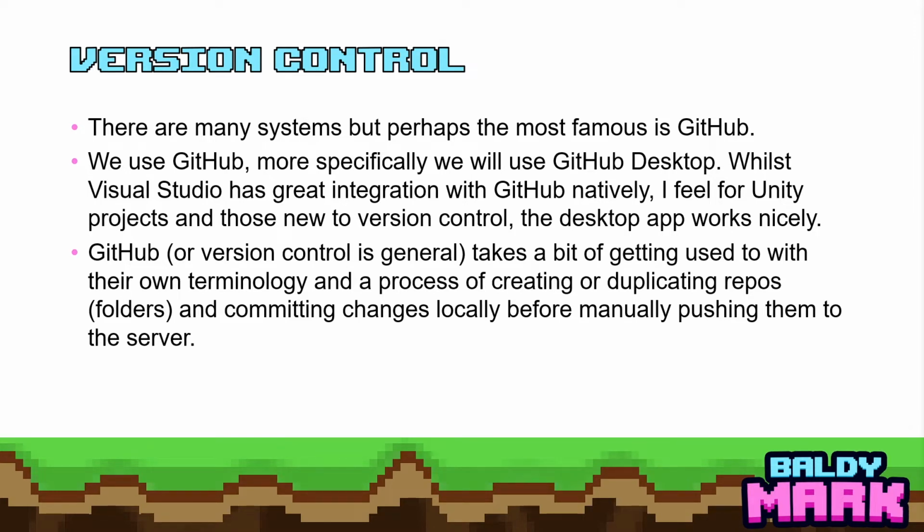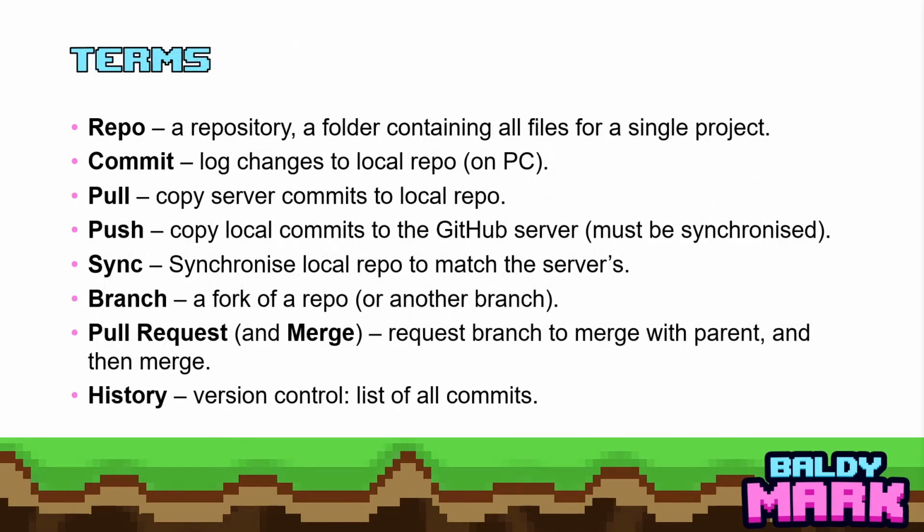GitHub, or version control in general, takes a bit of getting used to with their own terminology and a process for creating or duplicating repos, which are folders, and committing changes locally before manually then pushing them up to the server. And I'm going to try and cover some of this. So just some quick terms.